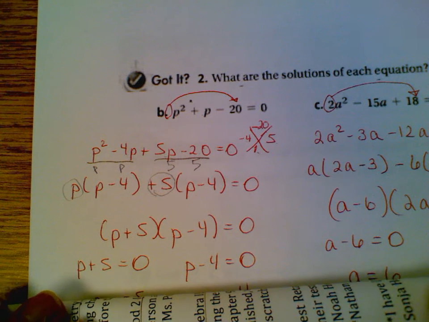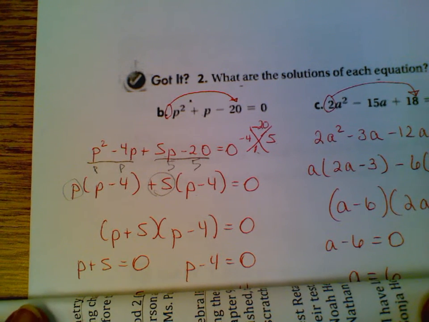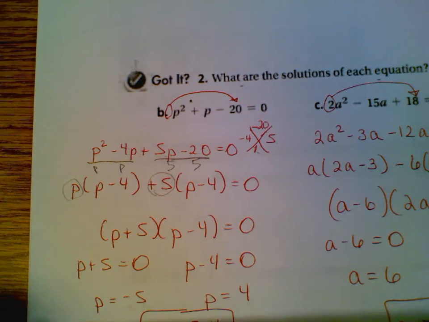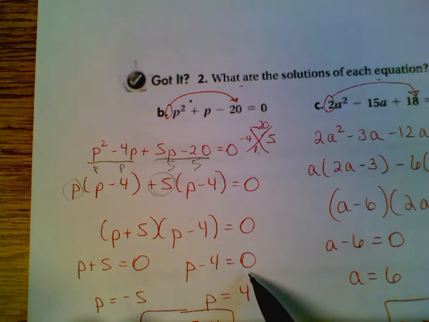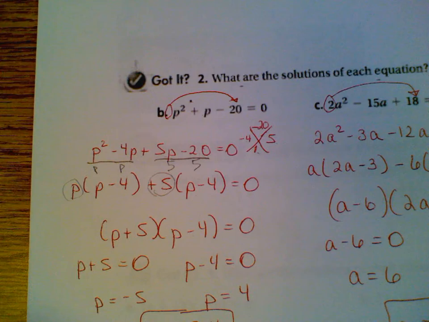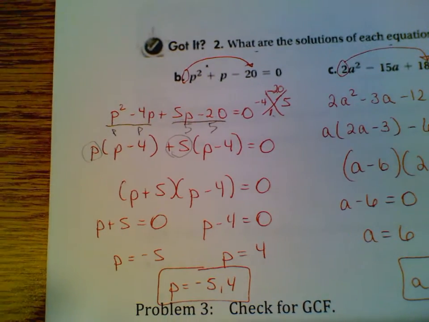I rewrite it as two separate equations, and then I start solving. So I would subtract 5 from this left equation, so I would get p equals negative 5. I would add 4 to the second equation, so I get p equals 4, and so my two answers would be negative 5 and 4.